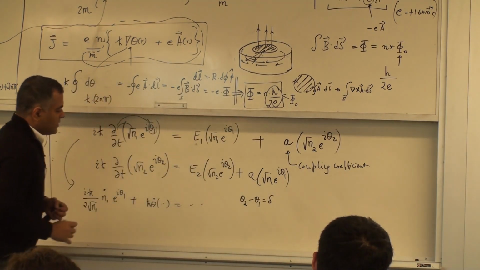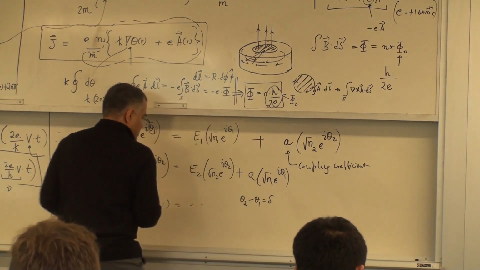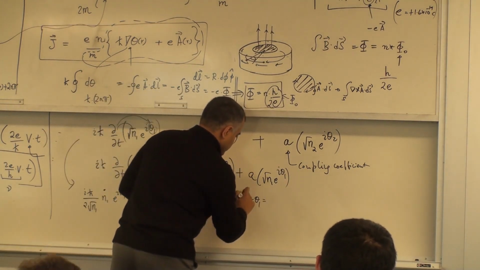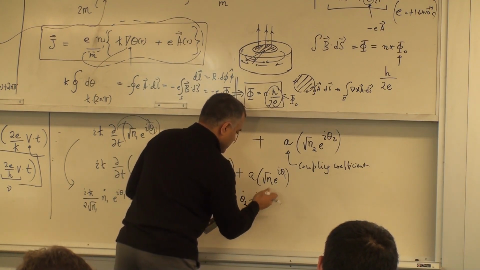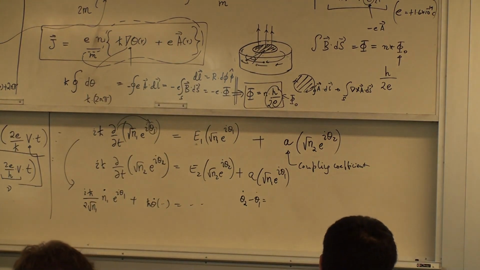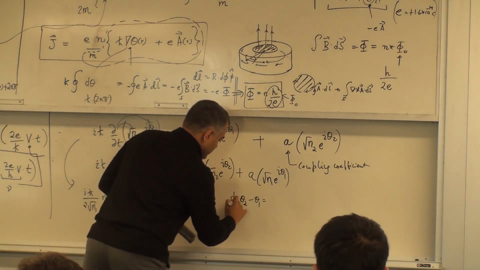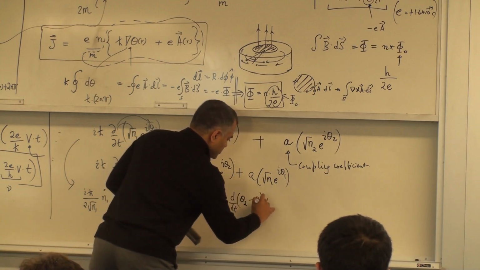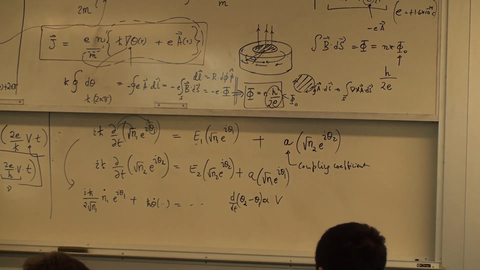And what will come out from here is that theta 2 minus theta 1, the rate of change of the phase difference of the two, not exactly the change, but just the difference, will become proportional to the voltage you apply between the two structures. That's what it's going to be, and you can work through that.